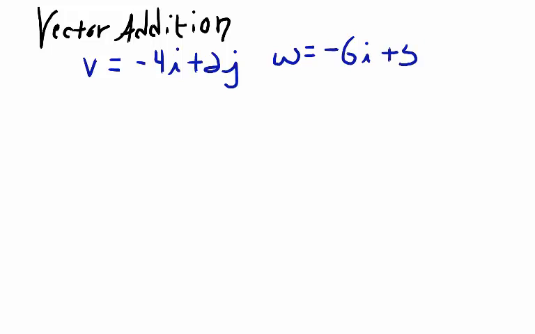Suppose we have vector v in unit vector notation. V equals negative 4i plus 2j. And then suppose we have vector w, also in unit vector notation, where vector w equals negative 6i plus 5j. Now suppose for these two vectors, v and w, we're asked to find 4v plus 3w.